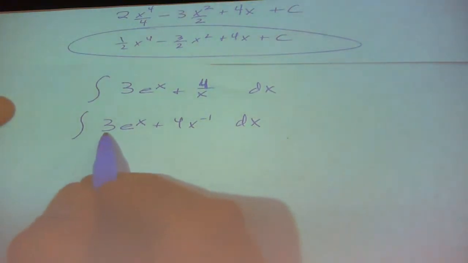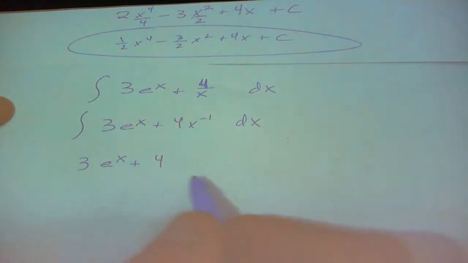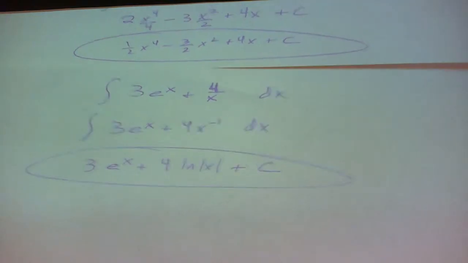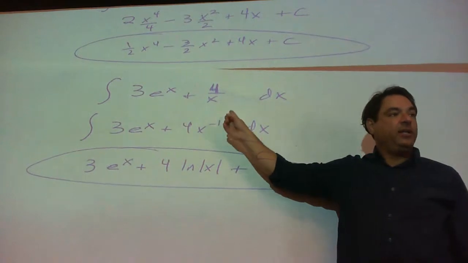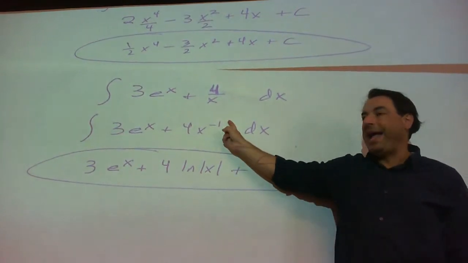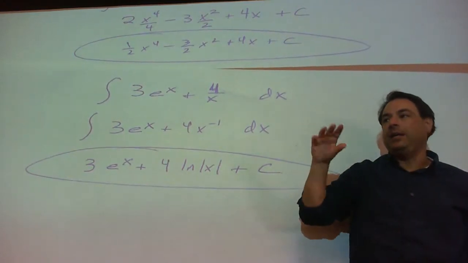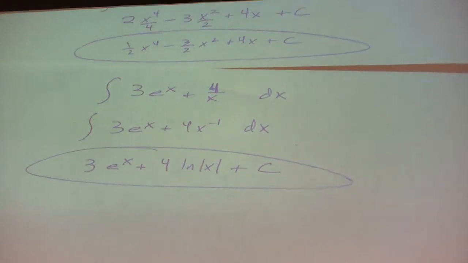So the integral of 3 e to the x. The 3 stays. What's the integral of e to the x? E to the x. Plus the 4 stays. What's the integral of x to the negative 1? ln absolute value of x. Don't forget plus c. Now remember, this is a special case. You need to know x to the negative 1. Why is it a special case? If you add 1, you get 0. Can you divide by 0? No. Red flag, that's a special case.